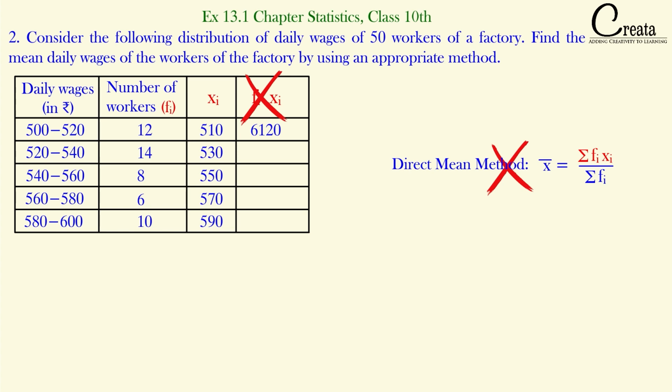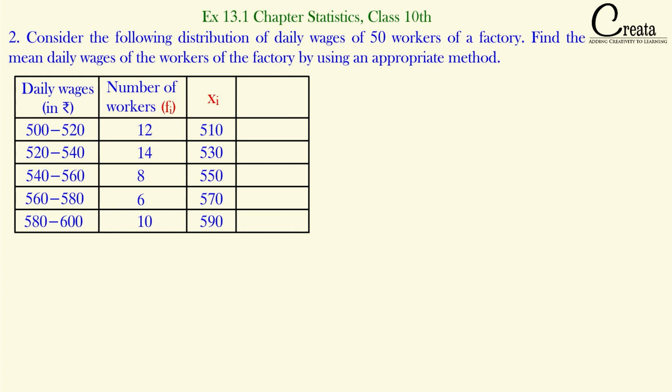Why are we doing this? To avoid the large calculation. Okay, let's see. In the end, you will understand more why we have used that. So how do we approach the assumed mean method? We will find one of the observations which is the middle of all the observations, that is A, and we will subtract that assumed mean from all the xi to get the deviation, which is di. Let's see what I am saying.